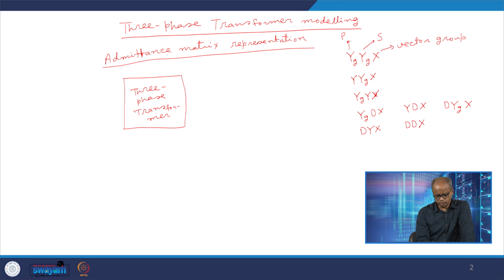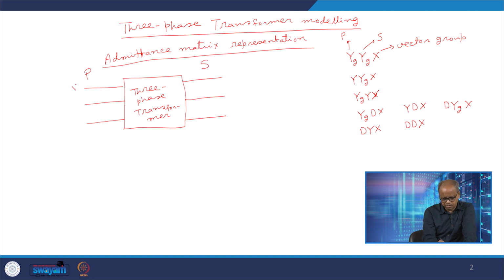Now, when we are talking about the three-phase transformer here, we are actually talking about any generic type. We are not talking about any specific connection type. This block can be any of these types of transformer. So, this is a very generalized representation. It has two sides: this is the primary side and this is the secondary side.